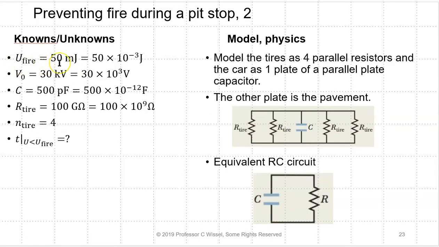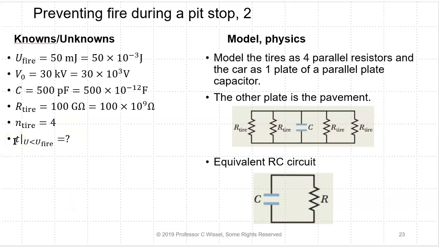Okay, so U fire is, of course, 50 millijoules. You write down the knowns and unknowns. U fire is 50 millijoules. Convert everything to SI, so 50 times 10 to the minus 3 joules. V naught is 30 times 10 to the third volts. C is 500 times 10 to the minus 12 farads. Resistance of the tires, R tire, is 100 times 10 to the ninth ohms. There are 4 tires, which is a good thing because they're connected in parallel.